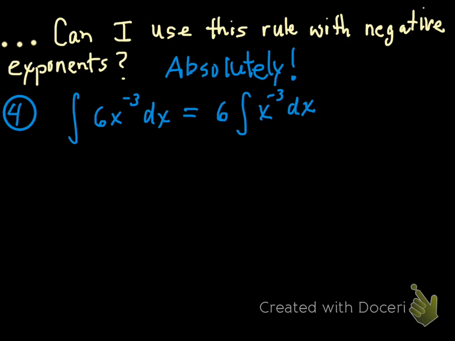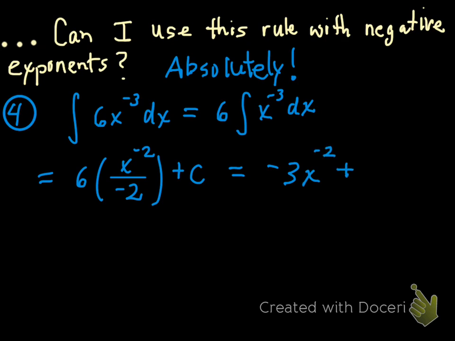That's just a rewrite of the original problem. At this stage, when you add 1 to negative 3, you get negative 2. So I've got that factored out 6, x raised to the negative 2. Add 1 to the exponent, divide by that new exponent, divided by negative 2. Don't forget to add your plus c. Final answer, negative 3x to the negative second plus c. You see the 6 divided by negative 2, we arrive at that negative 3. x to the negative second plus c. So we are successfully integrating power functions of different varieties.